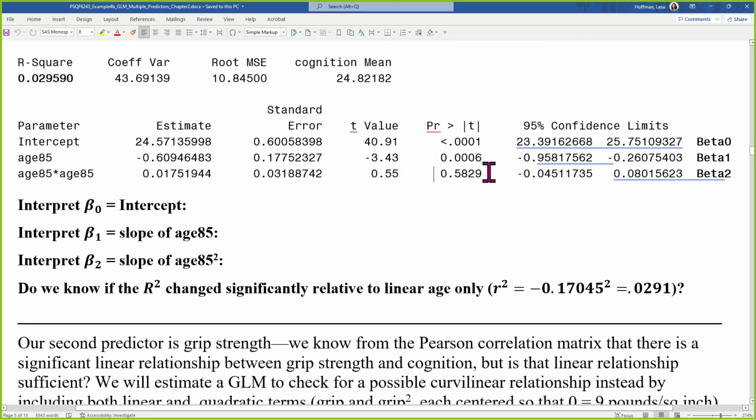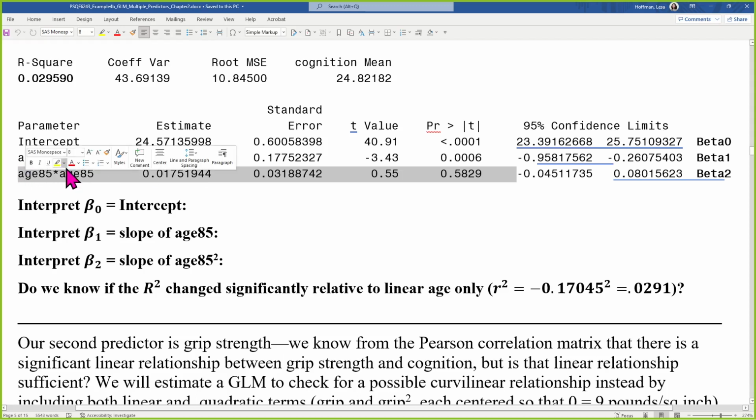And if this single slope that we added relative to a linear effect of age, as given by the Pearson correlation, is not significant, the change in R-square it created is not significant either. So this is an example of a one-to-one correspondence. If the thing you added isn't significant, you did not improve the R-square.